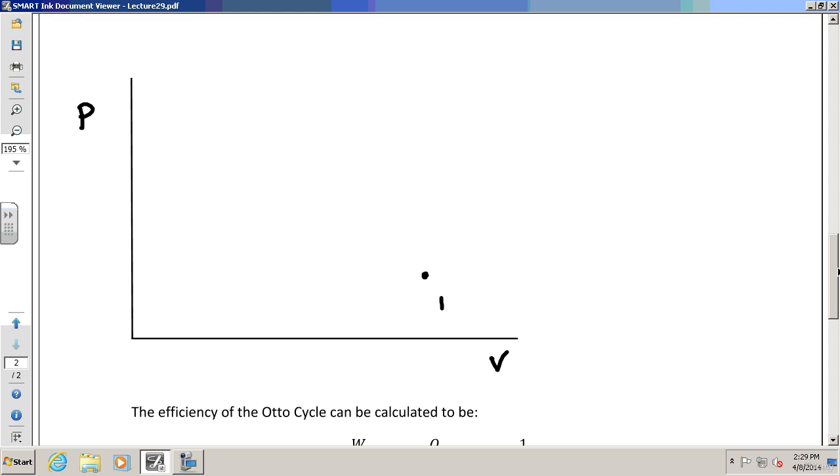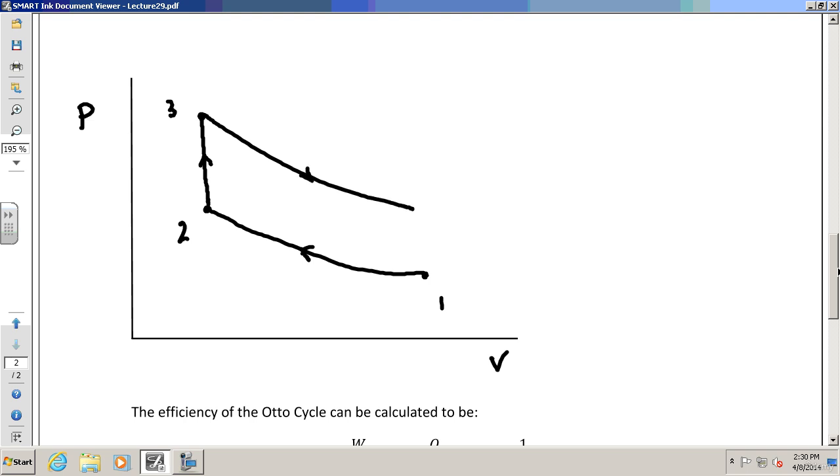Then what do we do? We compress. That's the first part of the cycle. So it's an isentropic compression. It's going to look something like that. It's not a straight line. Okay, we're going to compress like that. All right, then what are we going to do? We're going to have a constant volume heat addition. Constant volume means it's going to have to go straight up. Heat addition to state 3. Then we're going to have another isentropic process, this time an expansion, to state 4. And then we're going to have a constant volume heat out.